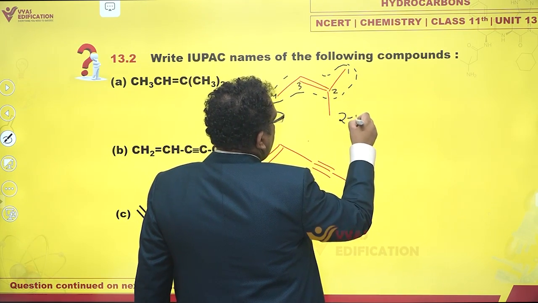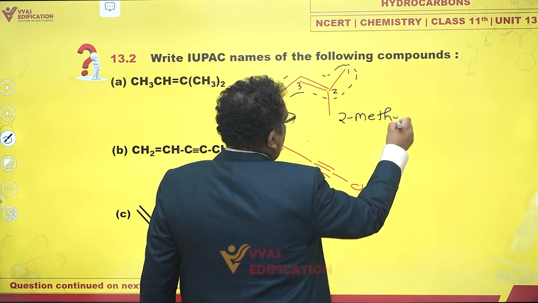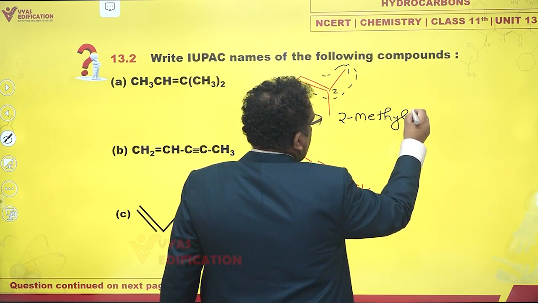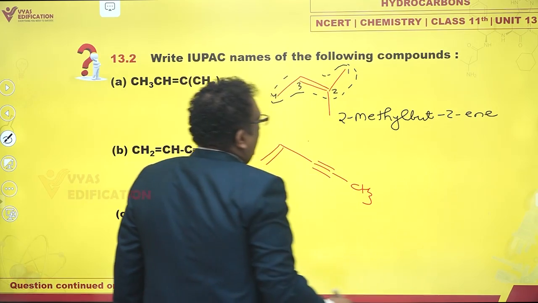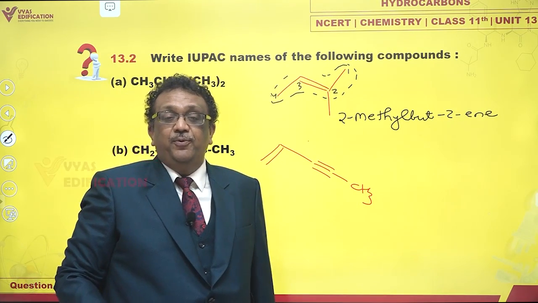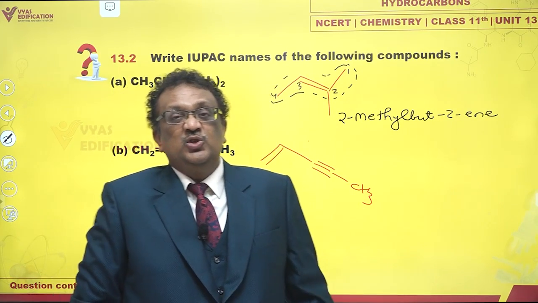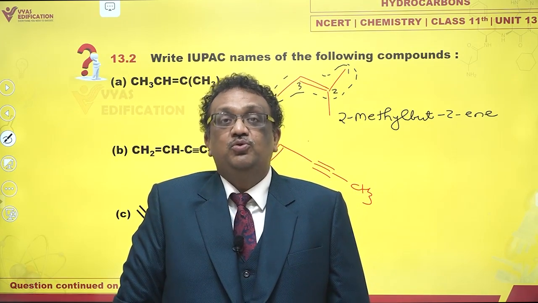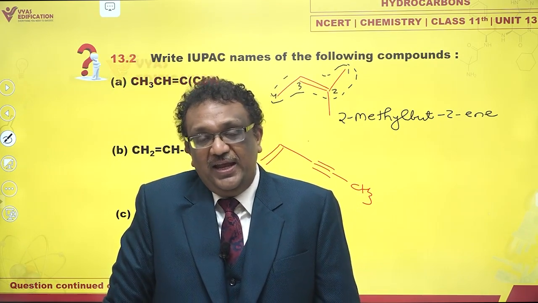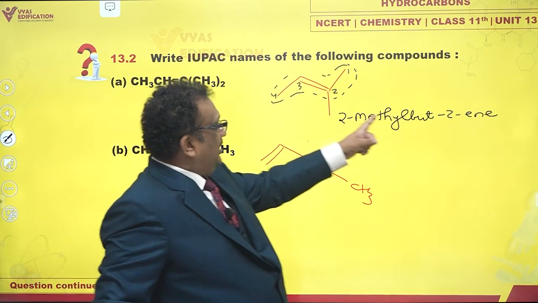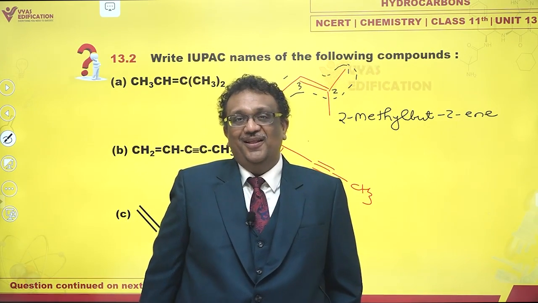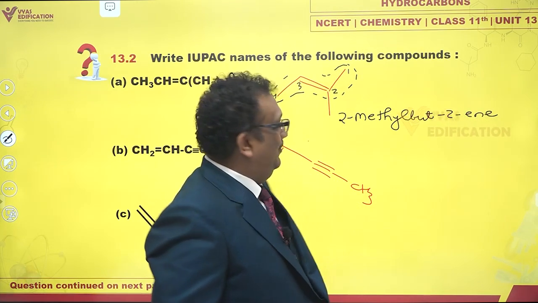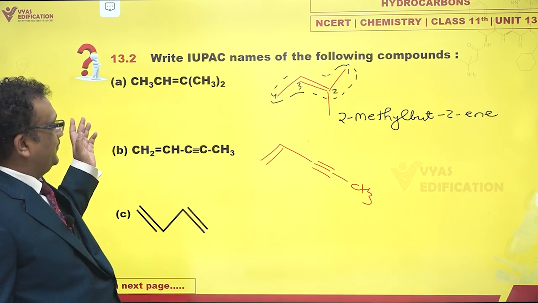2-methylbutene. Why bute? 4 carbons, so the root is bute. Alkene, that is why ene. Alkene appears on number 2, that is why 2-butene. 2-methylbutene, and that is, my dears, the IUPAC name of this lovely compound.